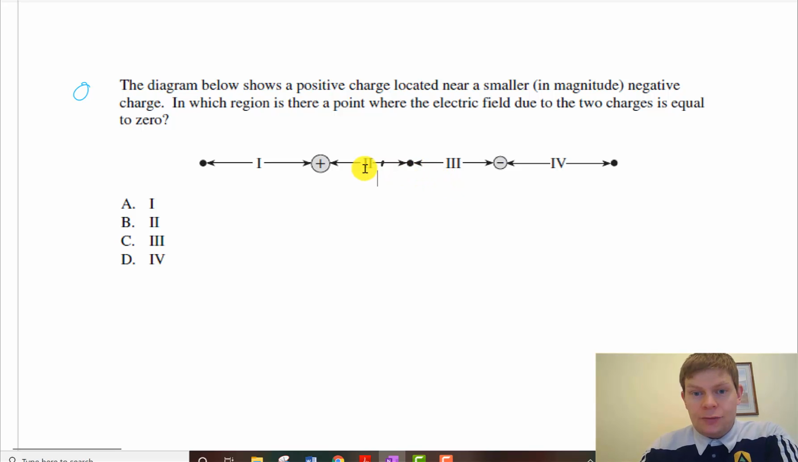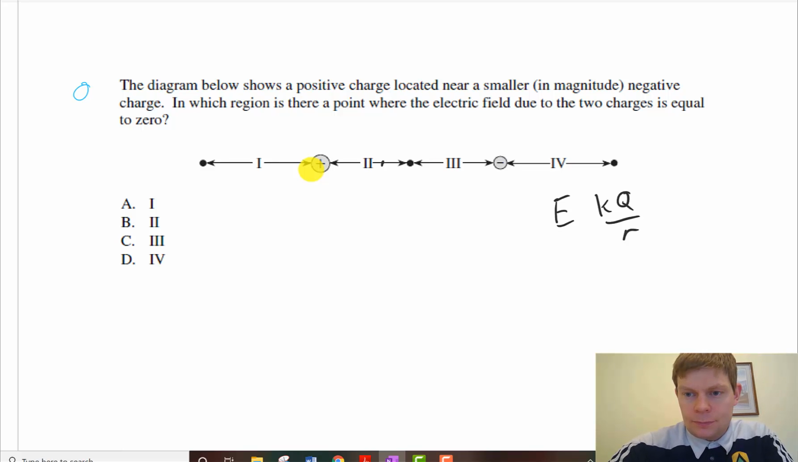Now, if we put it in region 1, this one is bigger and closer, so it'll just win all the time. Your formula for electric field is kQ over r squared. If one's closer and bigger, it'll just win all the time. So the electric field will always be to the left in region 1 because the big one just wins. But in region 4, the big one's further away, but it's got a bigger charge. The little one's closer, but it's got less charge. So there will be a point somewhere in region 4 where the two cancel. And that's it.